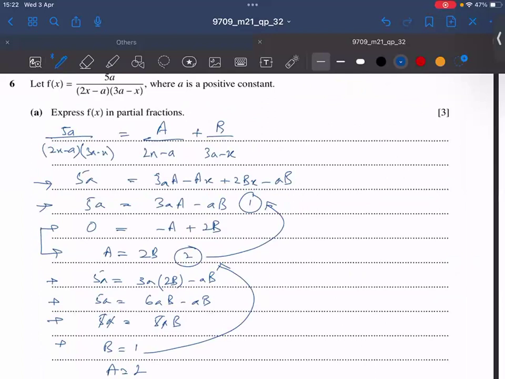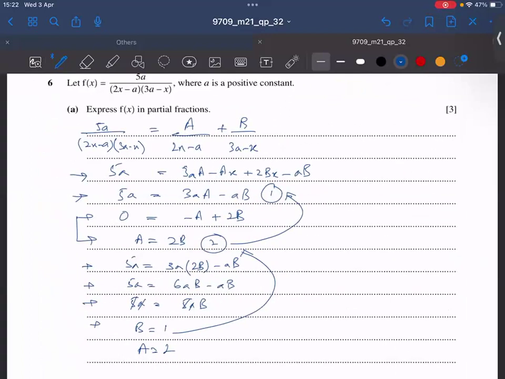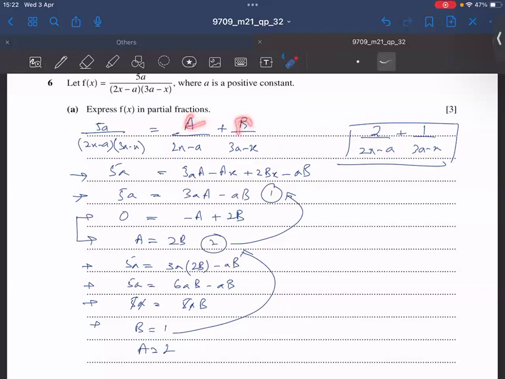Okay sir, I had made a mistake in this question. It'll be 2 over 2x minus a, plus 1 over 3a minus x. The mistake I made was in the third step, where you made equation number 1, I had squared the 3a. If that is the case, you may just change the variables. You take C or D. It's not necessary that you always take capital A and capital B. Sir, please repeat that.